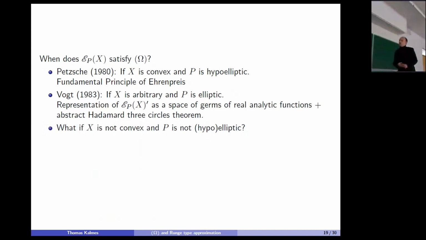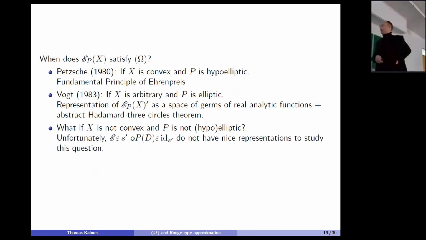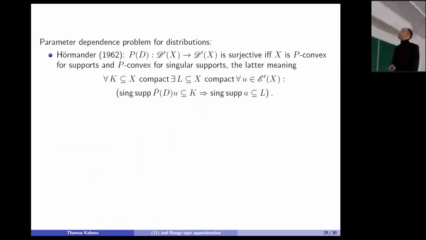Okay, and we were interested in what can be said if X is not convex or P is not a hypoelliptic, respectively elliptic, operator. And as I mentioned, unfortunately this epsilon product of E(X) with S prime does not have a nice representation to study the question, so we have to find some other route. And this is done by using some results provided by Bonet and Domański.